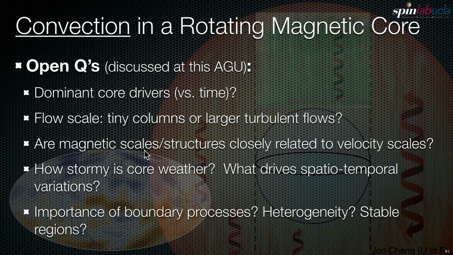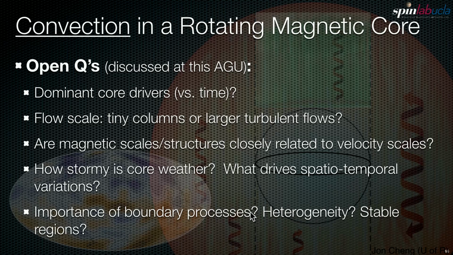I've heard people discuss magnetic scale structures versus flow structures. Are they related? Are they one-to-one? A lot of times we make them one-to-one in the models, but they don't have to be in a liquid metal. How stormy is core weather, and what drives all the spatio-temporal variations we see in the field? That is still, to me, very open for argument.